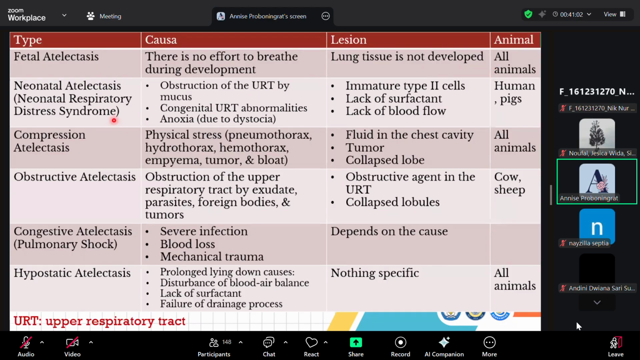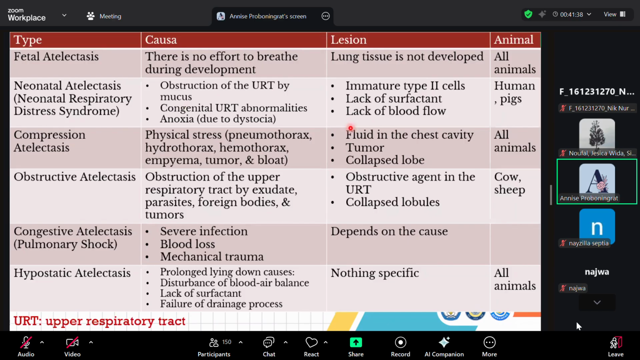And the neonatal atelectasis or neonatal respiratory distress syndrome is caused by obstruction of the upper respiratory tract by mucus or congenital upper respiratory tract abnormalities, and anoxia due to dystocia. And the lesions are immature type 2 pneumocyte cells, lack of surfactant, and lack of blood flow or hypoxia.